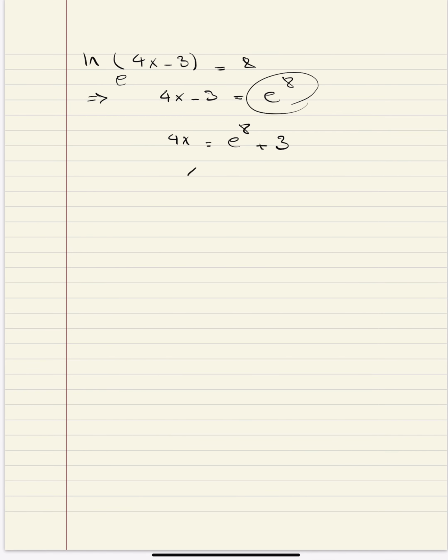And we could further simplify this by dividing. E to the power of 8 plus 3, divided by 4. And we could plug this into our calculator and we'll get some value, but this is a constant number.